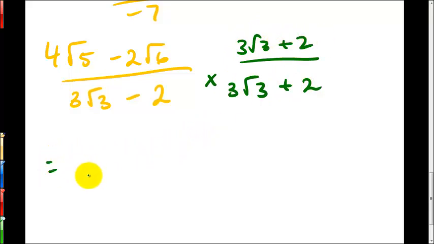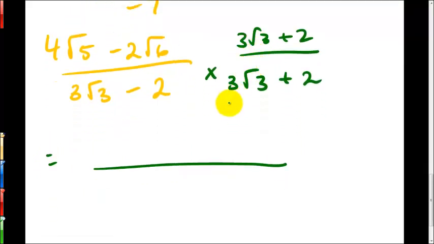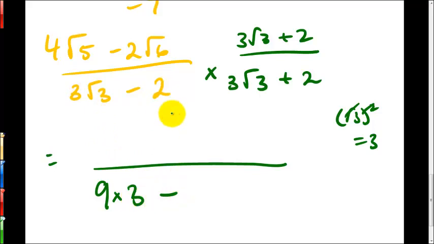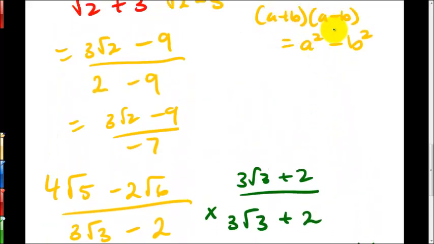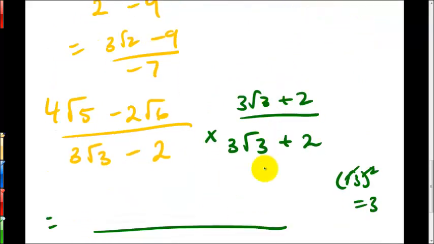Alright. Now, in this case, because we've realized our denominator is easier to deal with, let's do our denominator first. So, what's 3 root 3 all squared? Well, 3 times 3 is 9. Then root 3 all squared, right? That just becomes 3. So it's 9 from 3 squared, and then root 3 all squared, which is 9 times 3. And then that's minus 2 squared, which is 4. So my denominator is done. That's from this rule up here. So the conjugate rule. A plus B times A minus B is A squared minus B squared.